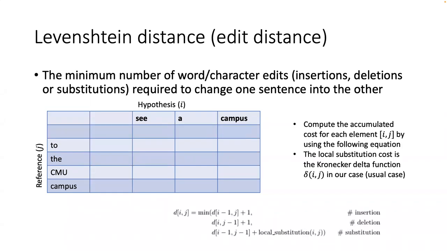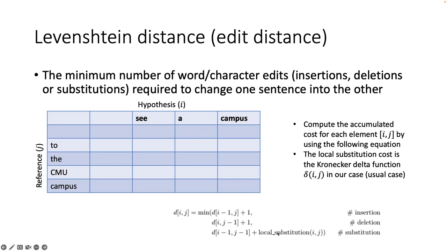And then basically we try to compute the accumulated cost for each element. This is the calculation of the cost of each element. Ij corresponds to each kind of element in this graph. And usually we will be using the local substitution cost as a Kronecker delta.